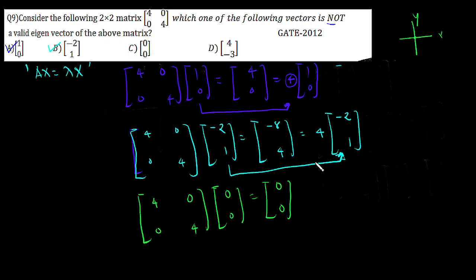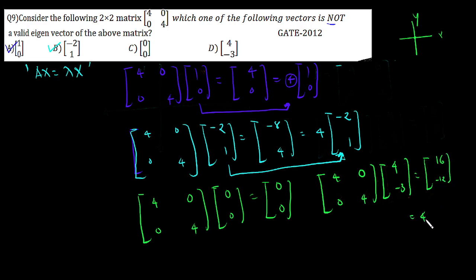Let's also check option D. Let's write matrix A here and multiply it with the vector given in option D. Again here we are getting 60 minus 12. Again you can take 4 common from this vector and represent this vector as lambda times the initial one. Here the initial vector is 4 times 1.